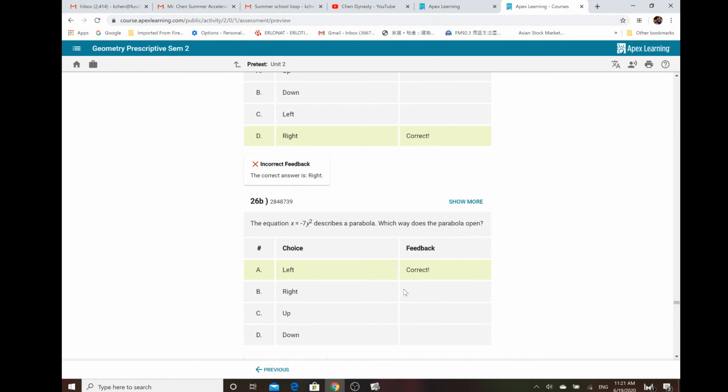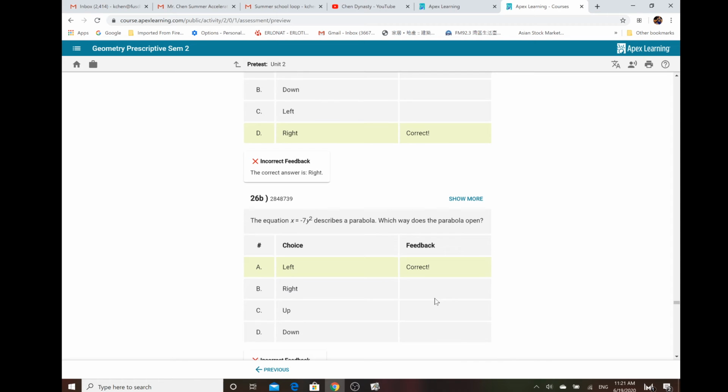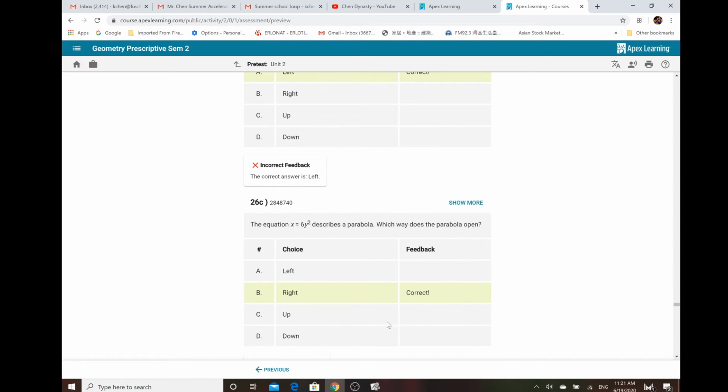So it's kind of like common sense. And now the sideways parabola: a is negative, so that's why it's facing to the left. Positive, facing to the right.